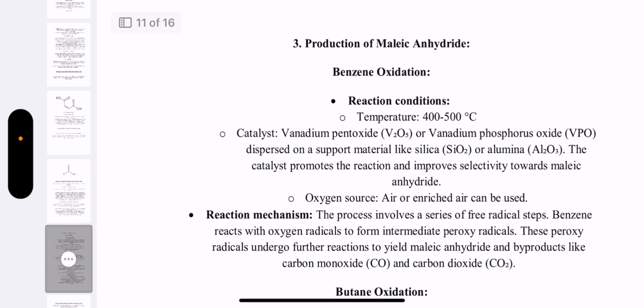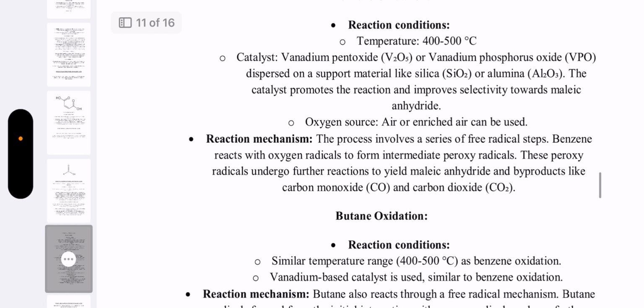Production of maleic anhydride, benzene oxidation. Reaction conditions: temperature 400 to 500 degrees Celsius. Catalyst: vanadium pentoxide, dispersed on a support material like silica or alumina. The catalyst promotes the reaction and improves the selectivity towards maleic anhydride. Oxygen source: air can be used.